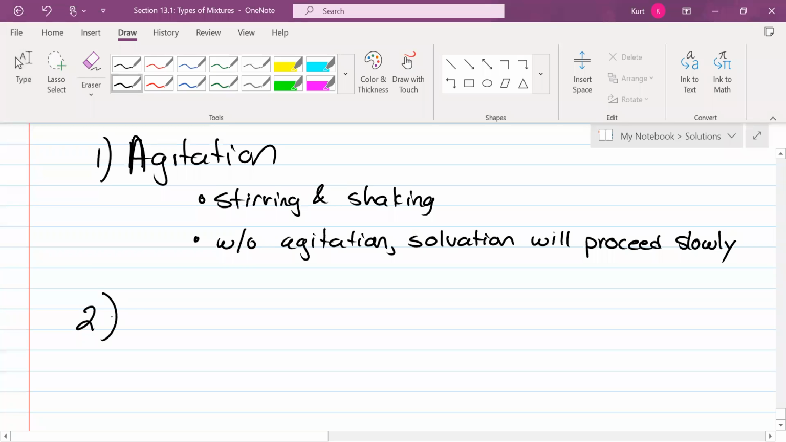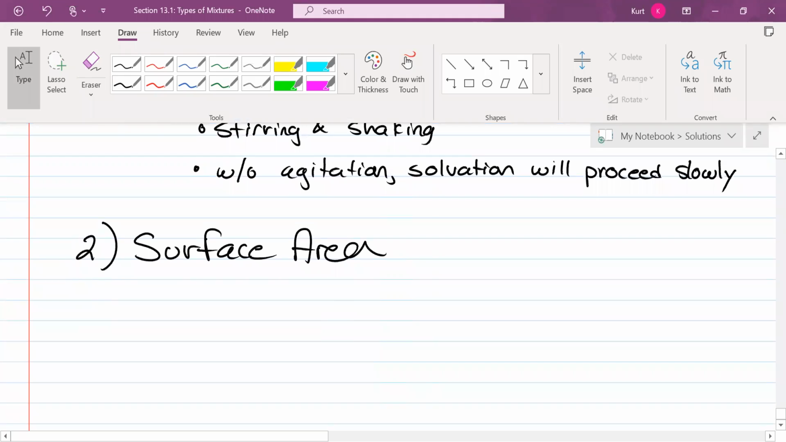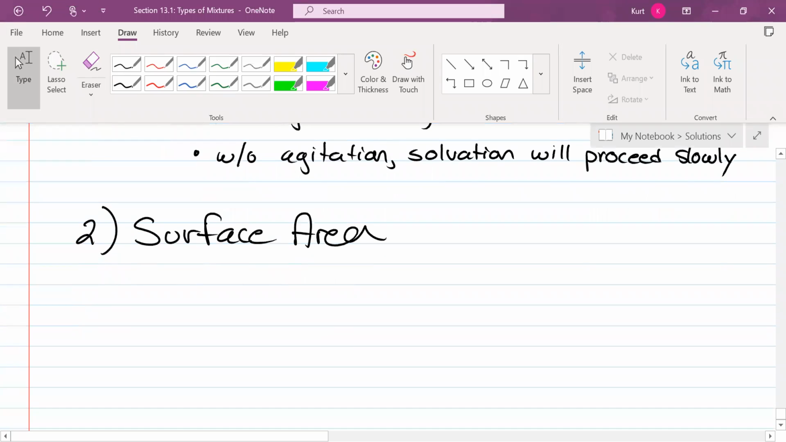Number 2, surface area. What do you think dissolves faster? A grain of sugar or a sugar cube? A grain of sugar, that's right. So smaller pieces are more soluble than larger pieces.